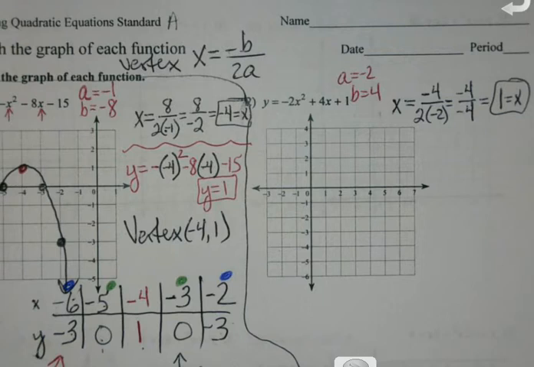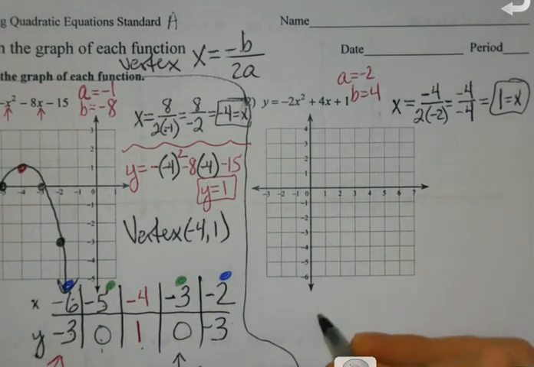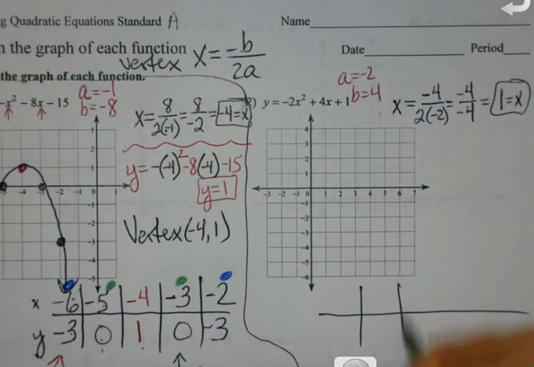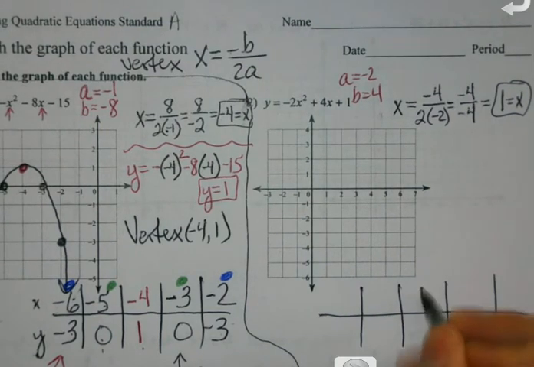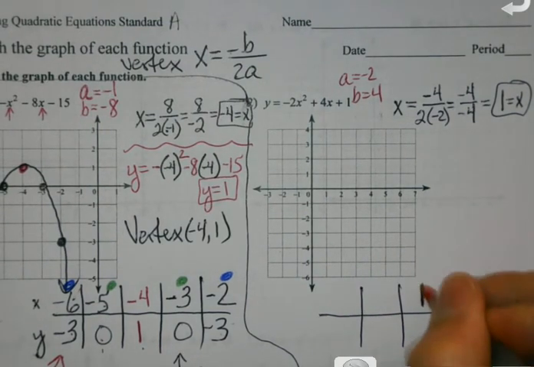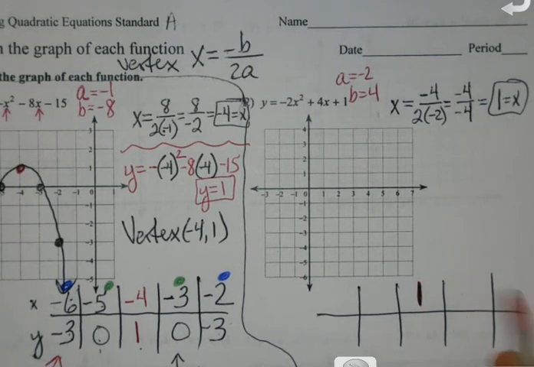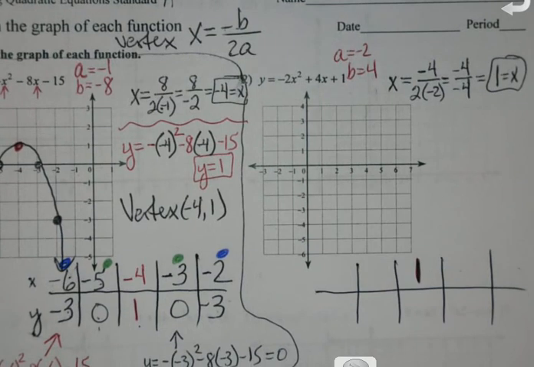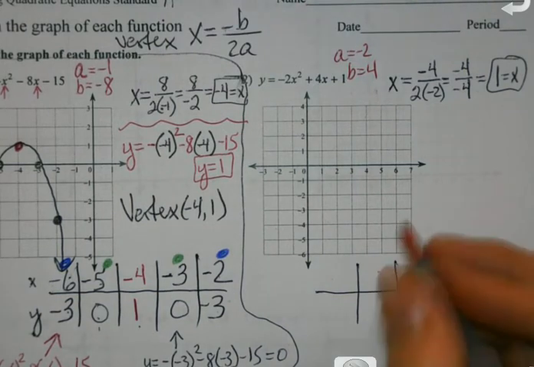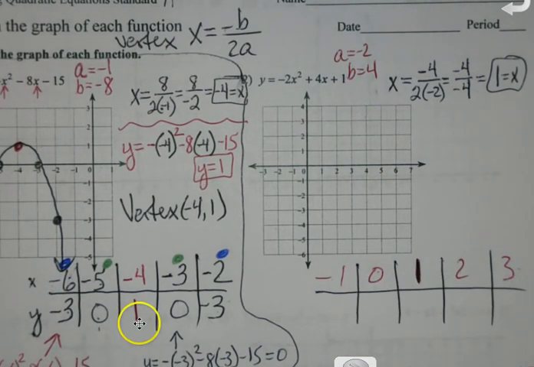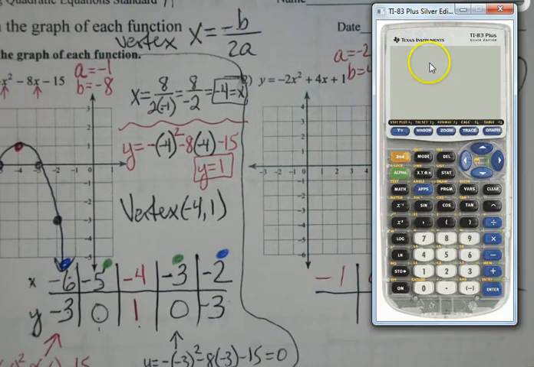But now, instead of doing all this other work, this is going to be nice. I'm still going to make a chart, but the chart's going to get done for me here. So I know my x value of my vertex is going to be 1. What are the two numbers to the right of that going to be, if I'm adding 1 each time as I go to the right? 2 and 3. And then what about as I go to the left? 0 and -1. So here's where we let the calculator do our work.